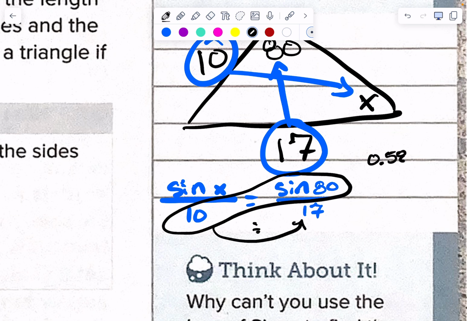0.58. Okay? And normally at this point we would be done. We cross multiply, we divide. But the problem is that's not equal to x. That is equal to sine of x.